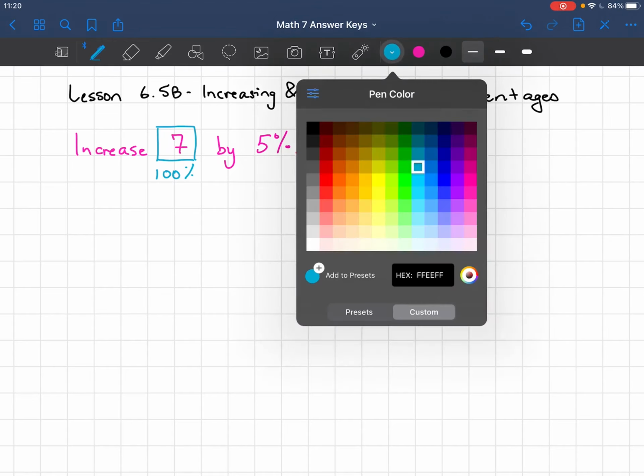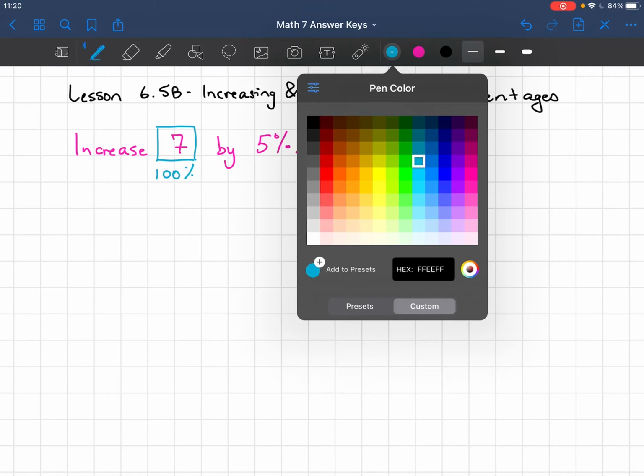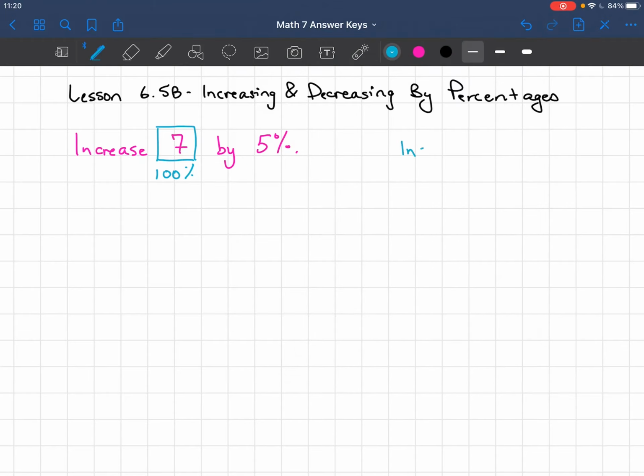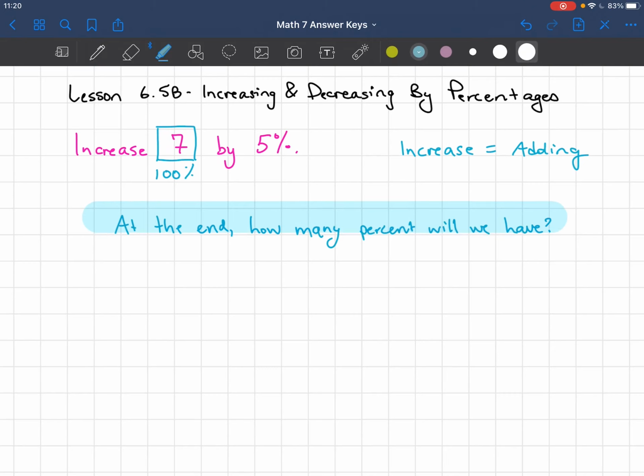So going back to the original problem, if we're told to increase 7 by 5%, an increase means that we're adding. So let's ask ourselves, at the end, how many percent will we have? And this is a key question that you'll be asking yourself throughout the homework. So go ahead and make sure you're writing that down so you can go back and look at it if you need to. Okay, so if we know that 7 is 100% of itself and we're increasing it or adding 5%, at the end we will have 105%.